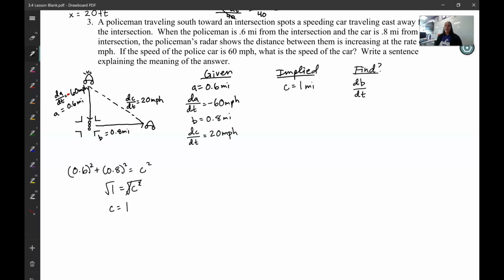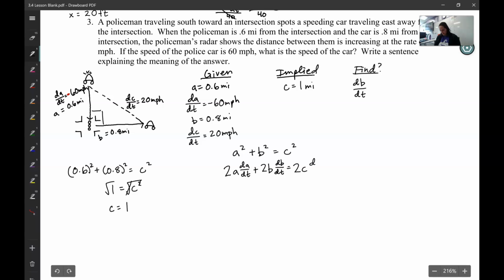Next, we need an equation that relates all the variables that we'll take the derivative of. Once again, the equation that's going to relate all these variables is Pythagorean's theorem. That's a really easy equation that matches this picture, has that right angle, and uses all the variables we have. So let's take the derivative of this: 2a, the derivative of a with respect to t, plus 2b, the derivative of b with respect to t, and 2c, the derivative of c with respect to t. Plug in what we know.